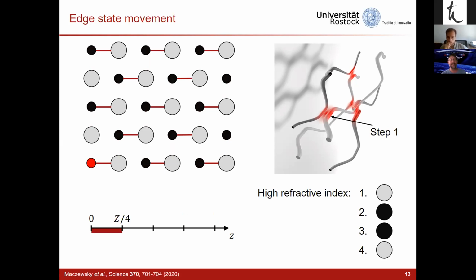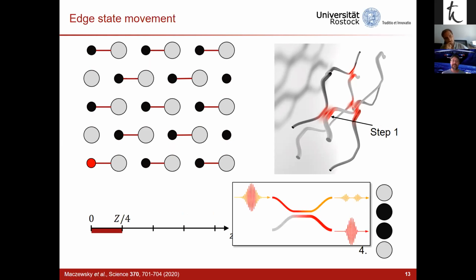Let's look at the edge state movement. So let's say we launch light into this lower left waveguide here. In the linear regime, it would not really couple because these waveguides are highly detuned. They don't have the same refractive index.